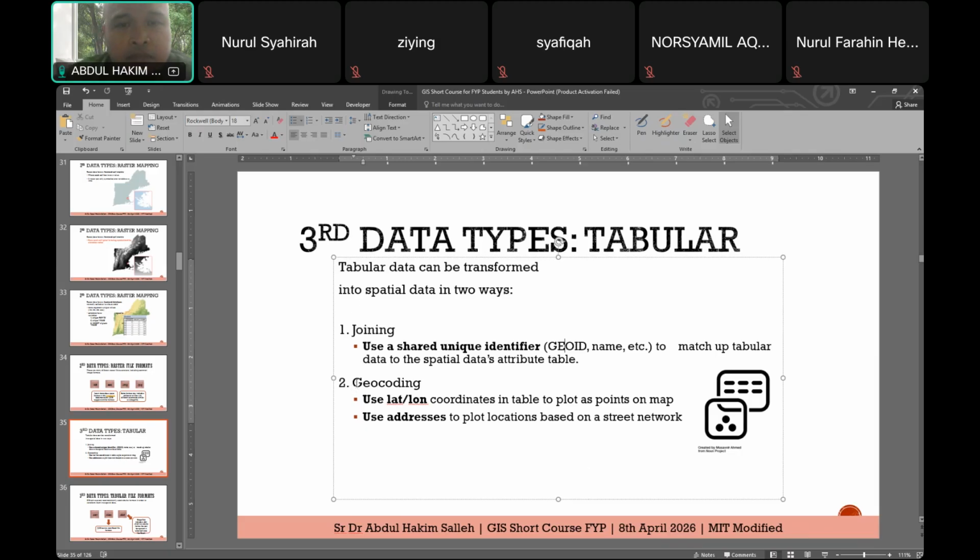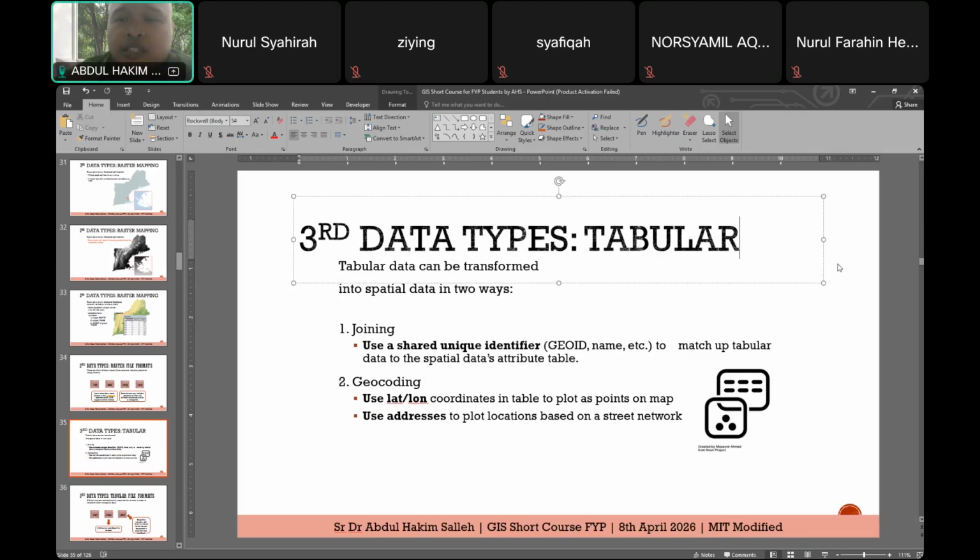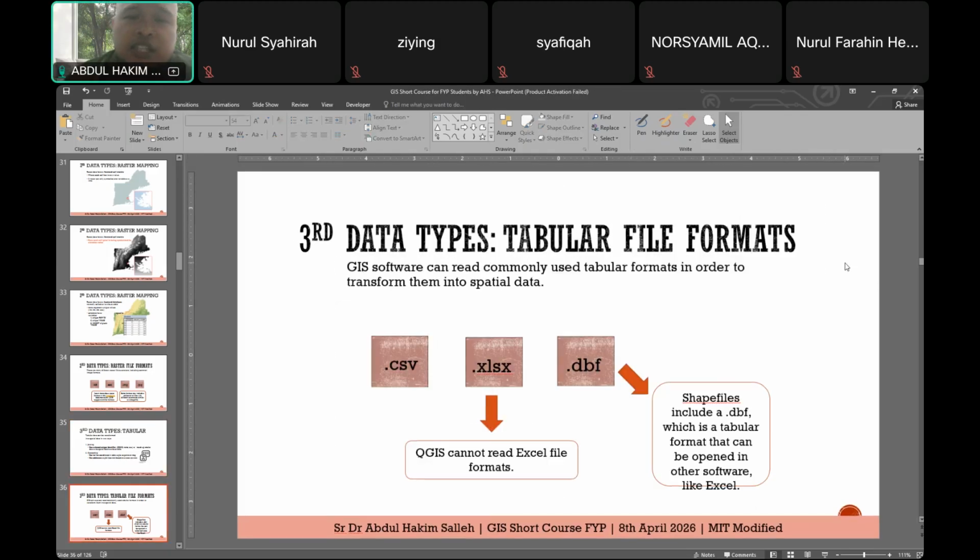Next, it must have geocoding, whether the coordinates are in the form of latitude and longitude, or it gives you addresses. If it gives you addresses, then we can look for the particular address and identify the position. So that is table data, the third data type.